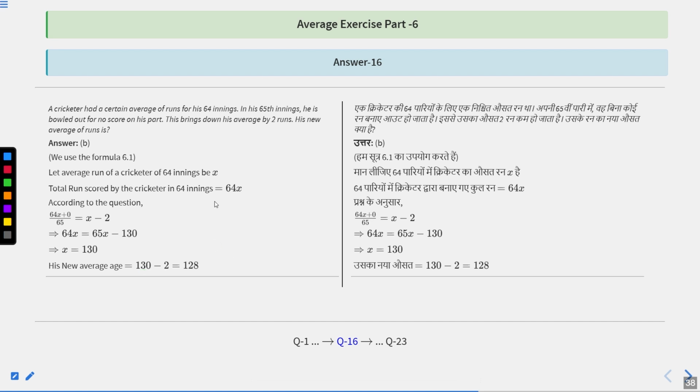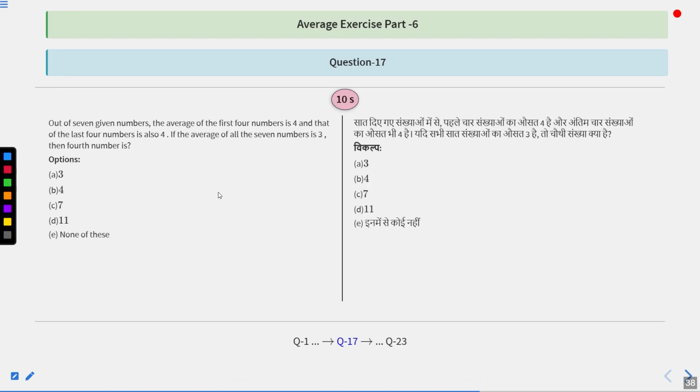Now next one. Out of 7 given numbers, the average of the first 4 numbers is 4 and the last 4 numbers is also 4. If the average of all the 7 numbers is 3, then the fourth number is? You have 5 options and 10 seconds to analyze the question. Your time starts now.